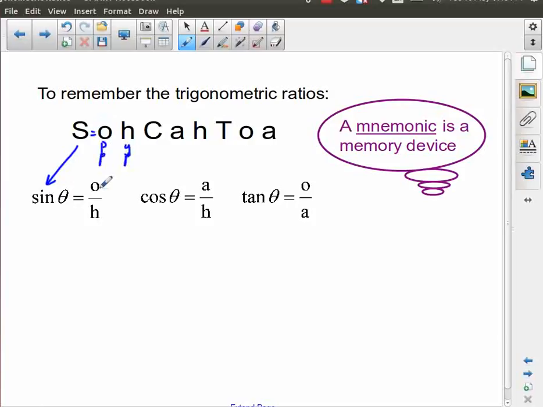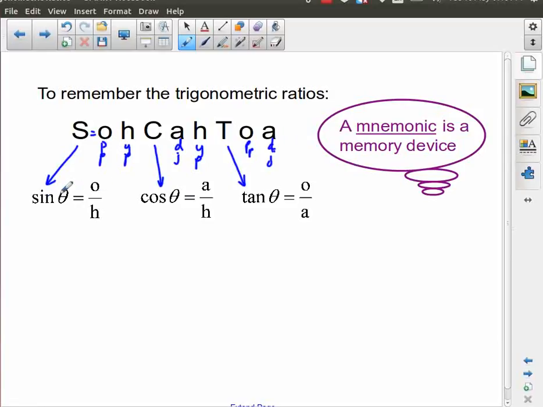You can see I've got that down here. So sine equals opposite over hypotenuse. There's no theta here, but it's always sine of whatever the variable is you're using for your angle of interest. And then this one is cosine equals adjacent over hypotenuse. And the last one is tangent, which is equal to opposite over adjacent. And you can see SOH CAH TOA.